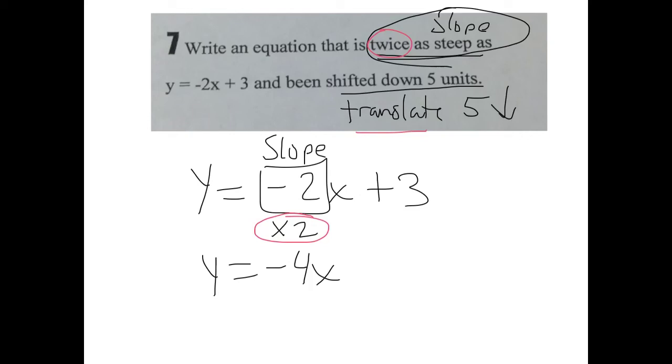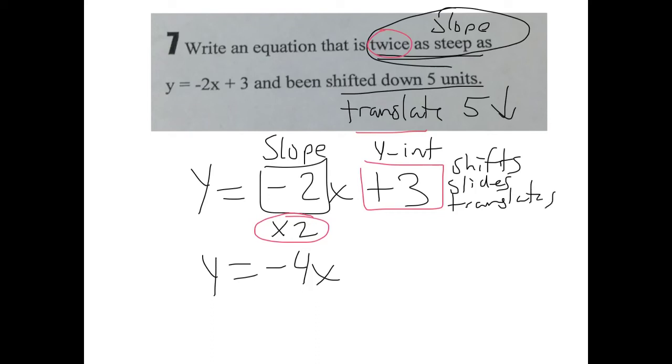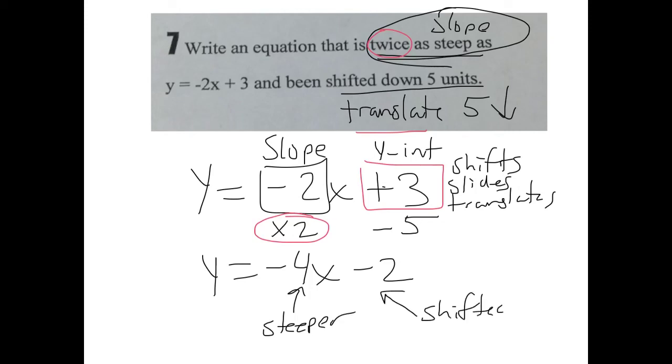Our y-intercept is what deals with our shifts, slides, or translates. So this one has already been shifted up 3, but now we're going to translate 5 down. So down is going to be subtract 5. So we do positive 3 minus 5 is minus 2. So this is steeper. This has been shifted down. Okay? So steeper has to do with the slope. Translating and shifting has to do with the y-intercept. And you could see problems where you do both. You could see problems where you just do a shift or you just do a steeper.